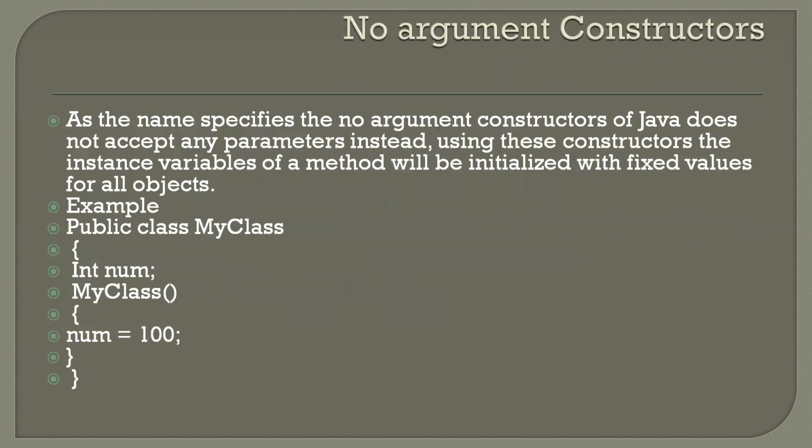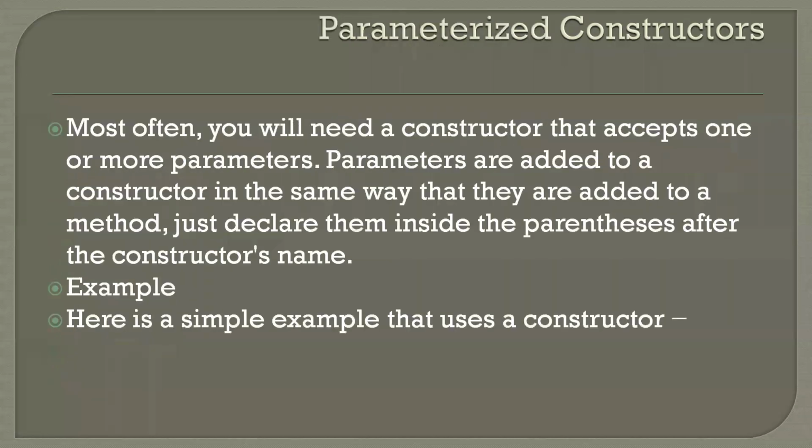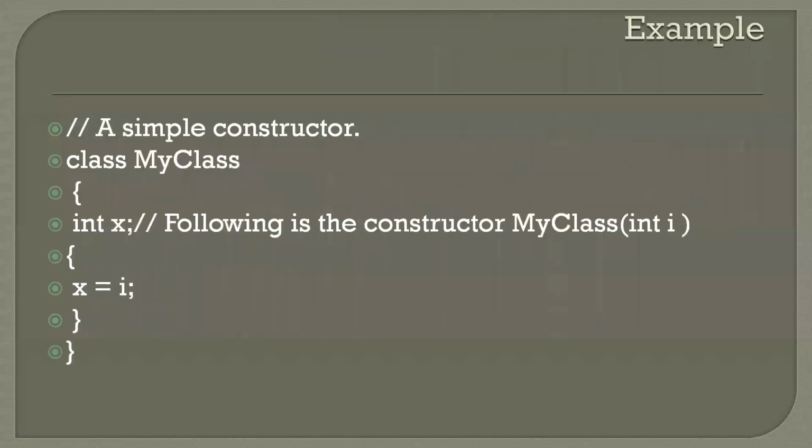Next one, no argument constructors. What we have seen in the program also, as the name specifies, the no argument constructors of Java do not accept any parameters. Instead, using these constructors, the instance variables of the methods will be initialized with fixed values for all the objects, right? And the next one, parameterized constructors. We have seen an example also, m1 of int a. It is a parameterized constructor which has one integer parameter, right? And then next one, they have given some example. Let us see the example here.